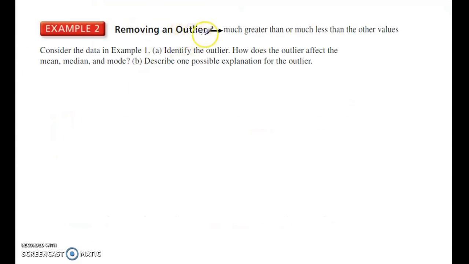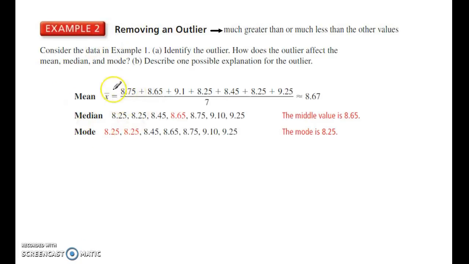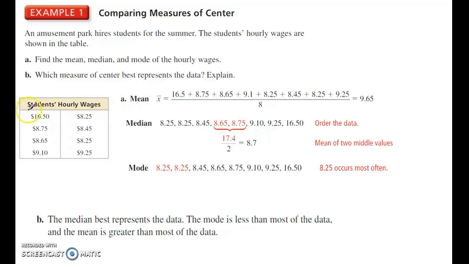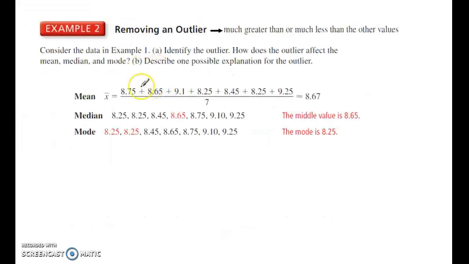Let's look at that. An outlier is much greater or much less than other values. Now let's see what happens if we remove that outlier from the data. If we take out the 1650, remove the outlier, then the mean comes to be 867, which is much more representative of what most of the students make. The median is 865, and the mode hasn't changed at all.